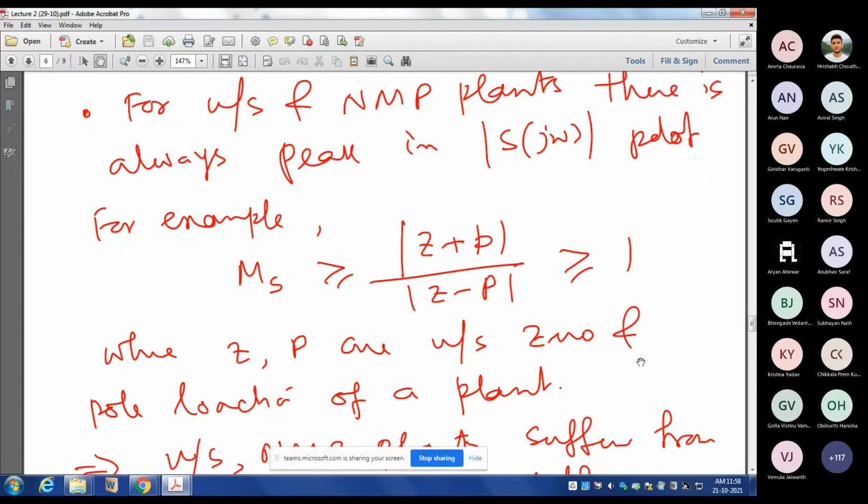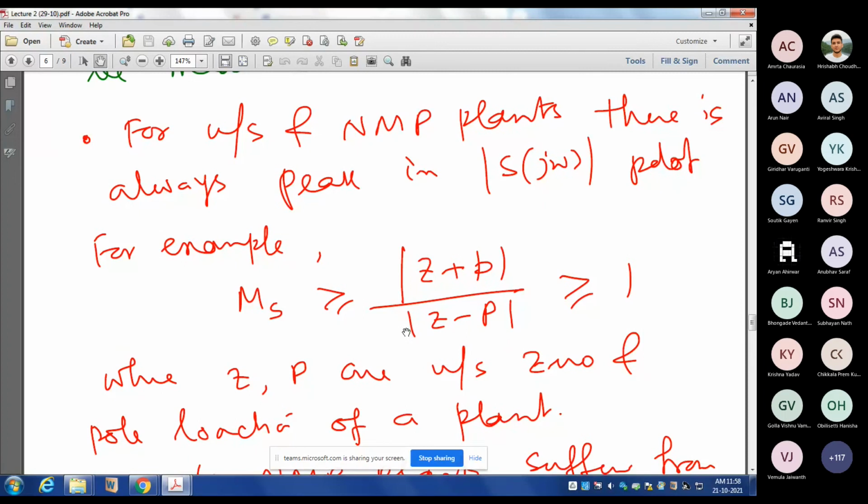That's why unstable and non-minimum phase plants are difficult to control, because you can never make the sensitivity close to 1. It is always greater than or equal to 1. If the pole and zero locations are close to each other, then this MS value will be very high and it will be difficult to control. That's why you will see later that our laboratory inverted pendulum system and similar systems are unstable with a non-minimum phase zero. That's why they are difficult to control.